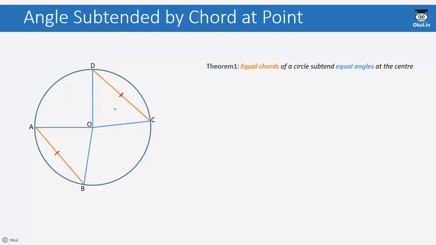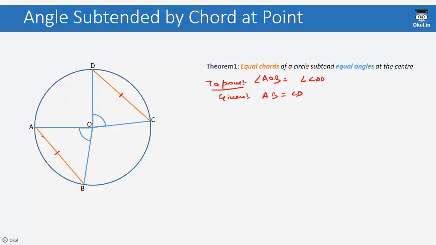And according to the theorem, the angles subtended by these chords, angle AOB and angle COD, are to be equal. This is the angle AOB and this is the angle COD. So according to the theorem, these two angles are supposed to be equal to one another if the chords are equal. Accordingly we can write that angle AOB is equal to angle COD. This is what the theorem states and this is what we have to prove. And it is given that AB is equal to CD, that is, the chords are equal.